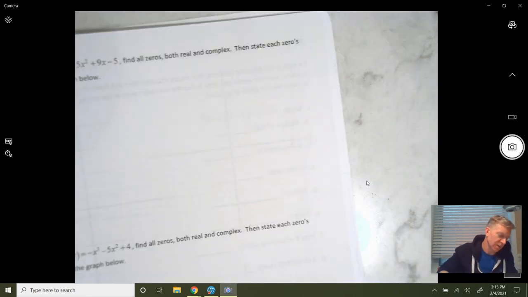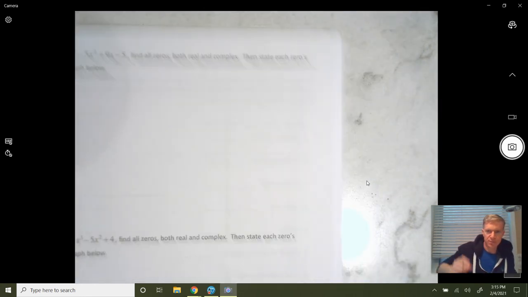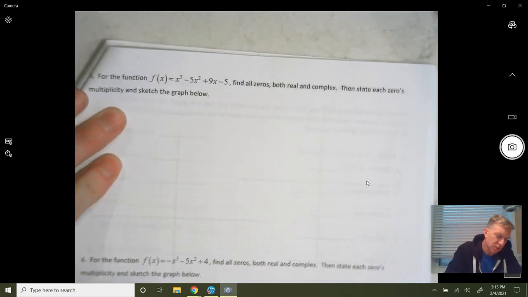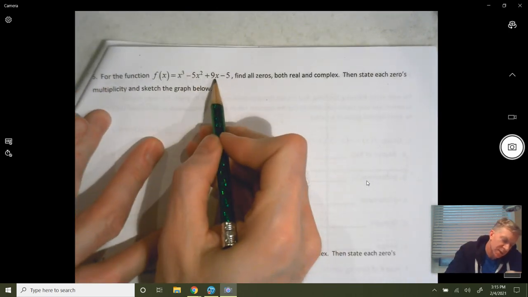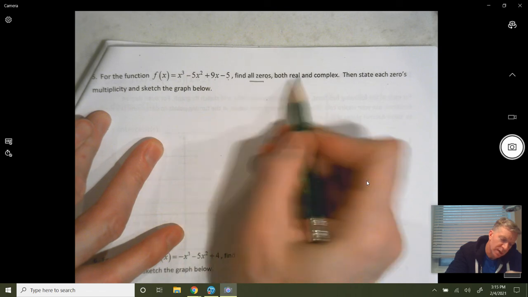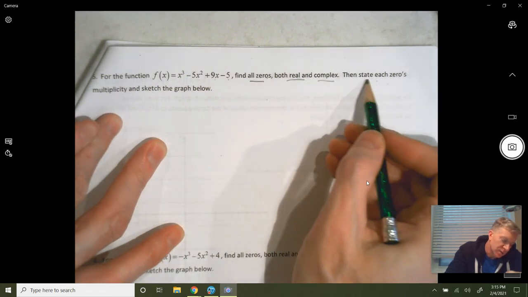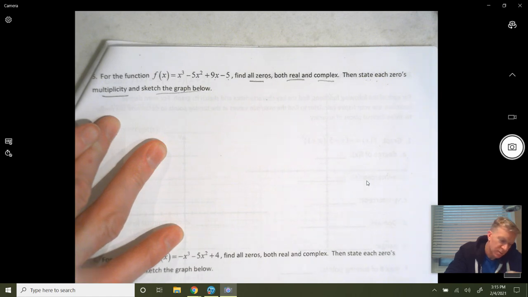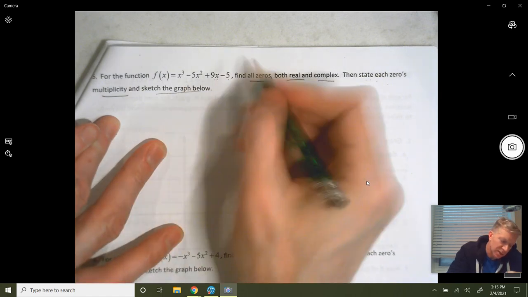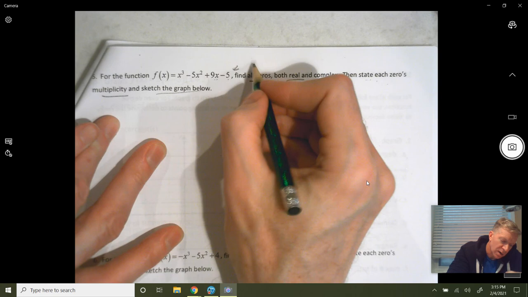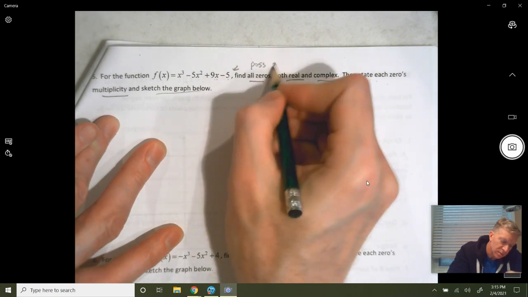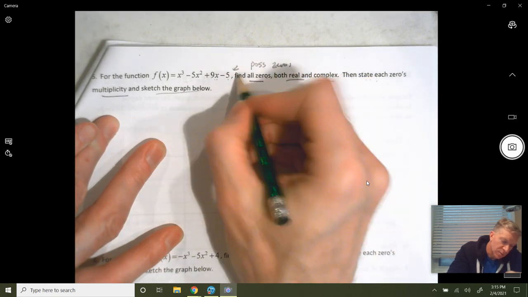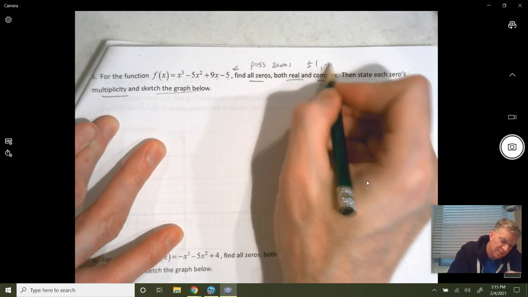Okay, next one. For the function x cubed minus 5x squared plus 9x minus 5, find all zeros, real and complex. State each zero's multiplicity and sketch the graph. Okay, so remember how you do something like this. You're going to check. Possible zeros are plus or minus 1, plus or minus 5.